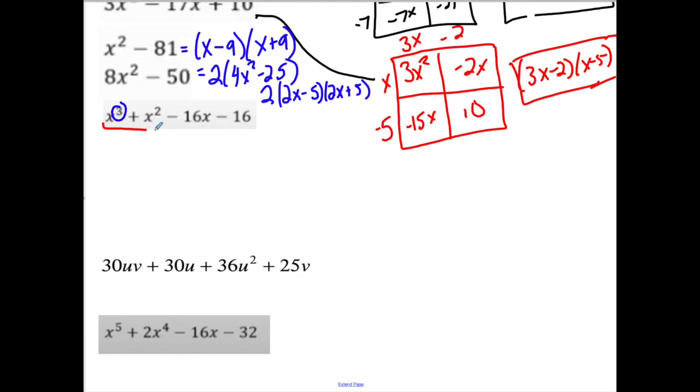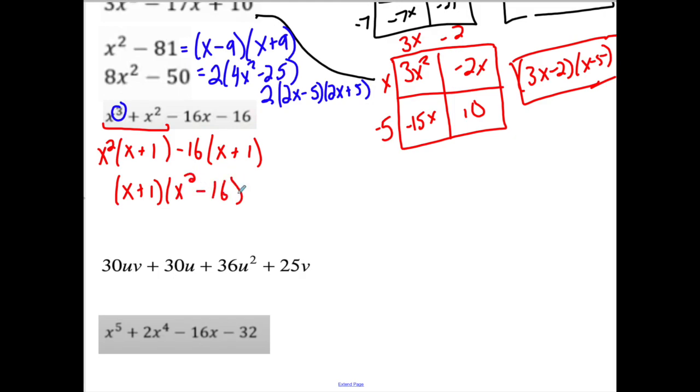I look at my first two terms. They have an x squared in common. I take out the x squared, and I have x plus 1. Here, I have a negative 16 in common, x plus 1. Now I'm going to take out the x plus 1 and do the x squared minus 16. And I am done. Yes, right, folks?